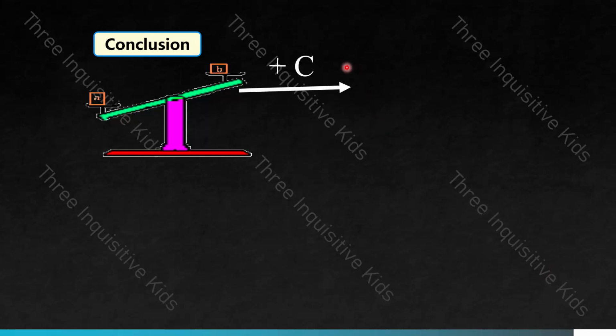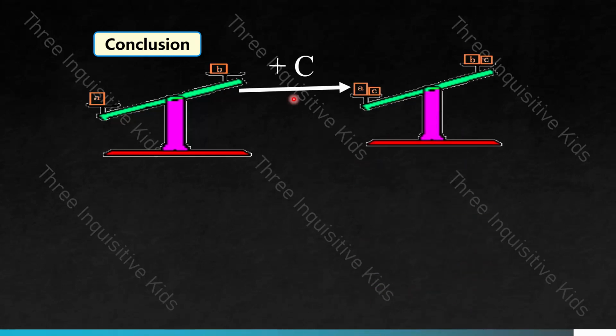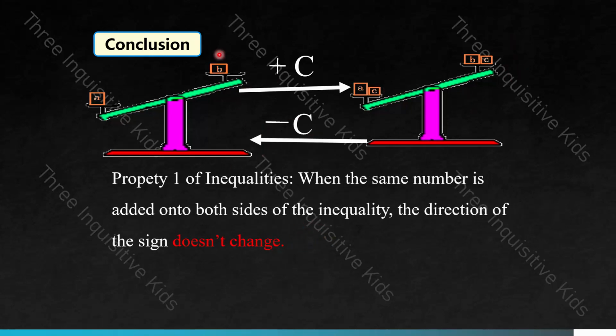If we add c to both sides of this scale, which would be a and b, then it would look like this. A plus c is still greater than b plus c. Again, we can get exhibit A from exhibit B by subtracting c from both sides of the inequality. But notice that it's always adding or subtracting or multiplying or dividing the same number or expression onto both sides of the inequality. You can never multiply or divide different numbers onto both sides of an inequality.